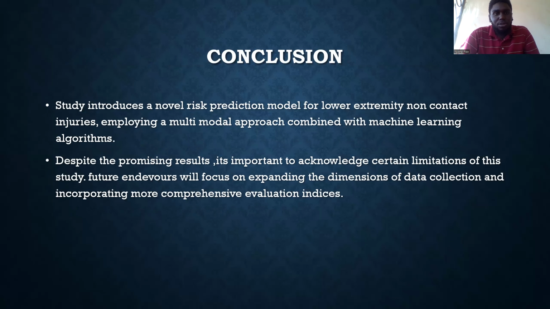So the conclusion is that the study introduces a novel risk prediction model for lower extremity non-contact injuries, employing a multimodal fusion approach combined with machine learning algorithms. It demonstrates effectiveness in predicting injury risks of varying severities among adolescent female basketball players.